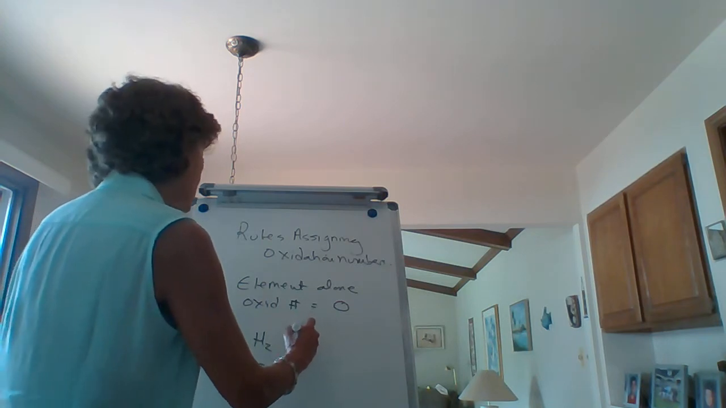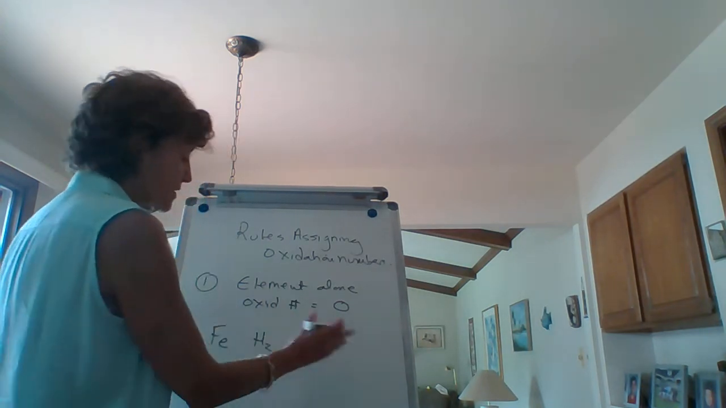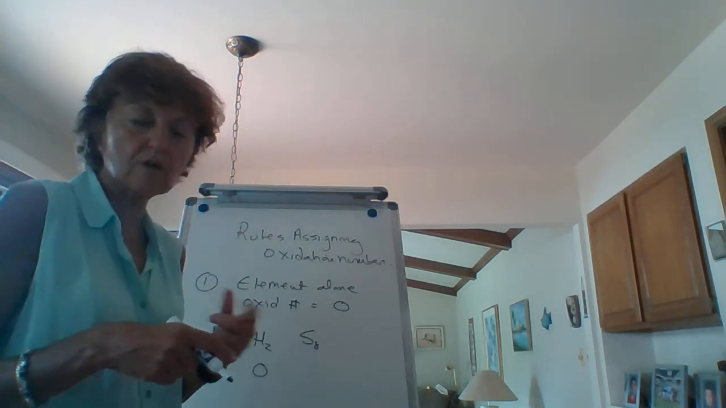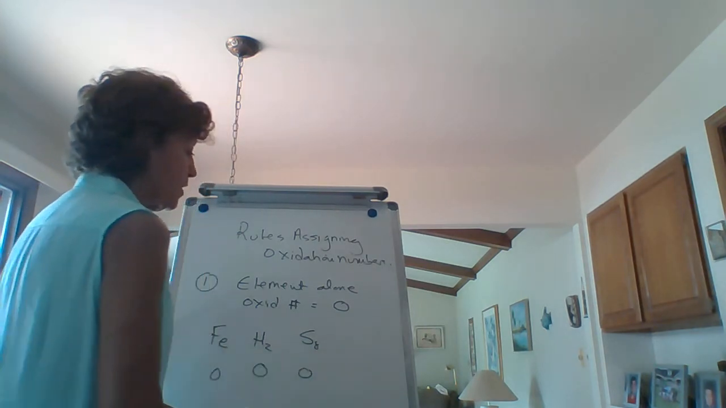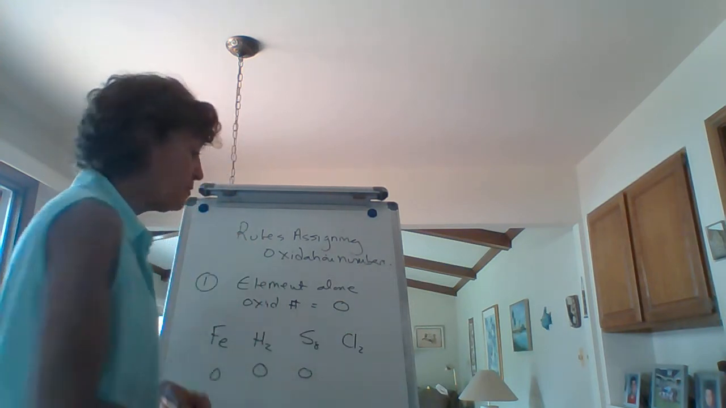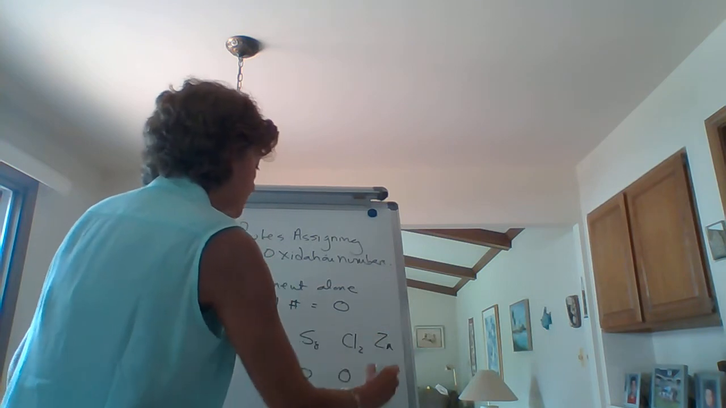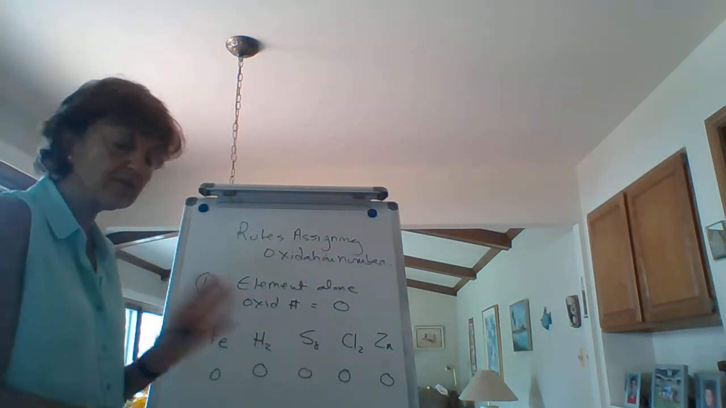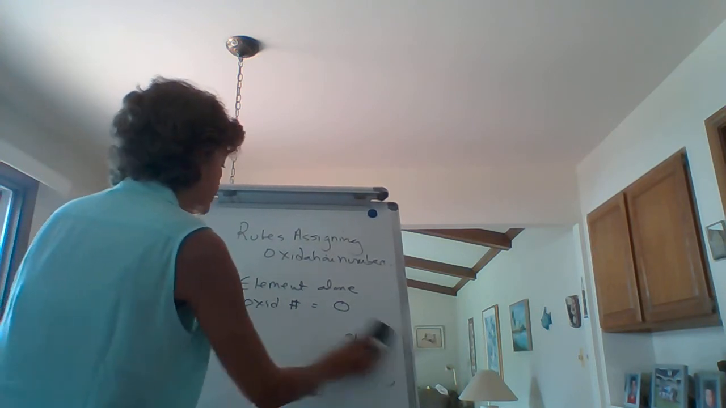You see, let's say, sulfur, S8. Sometimes sulfur exists as this polyatomic molecule, oxidation number 0. You see chlorine, again one of those diatomic molecules, 0. You see zinc all by itself, 0. So anytime an element is by itself, its oxidation number is automatically 0. So that's rule number 1.